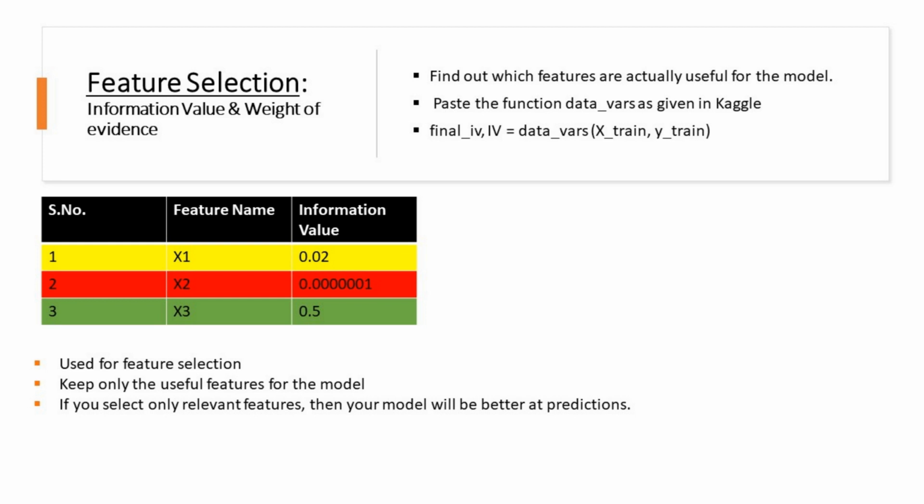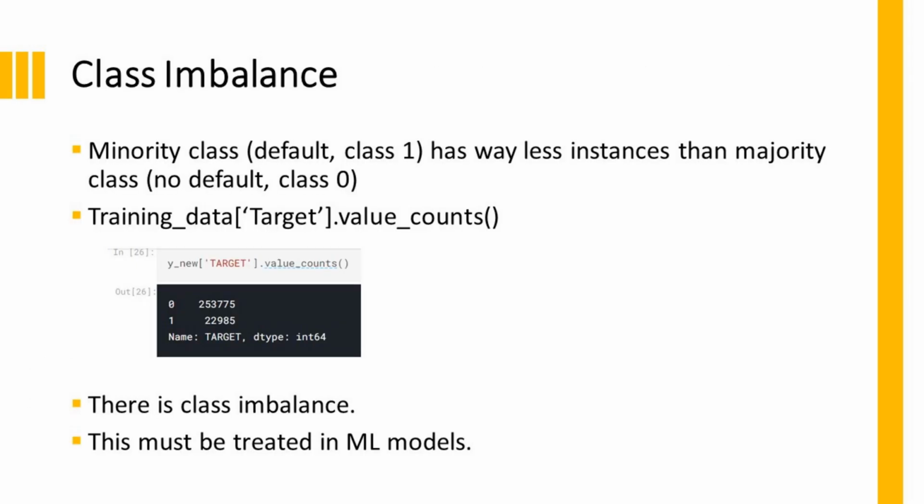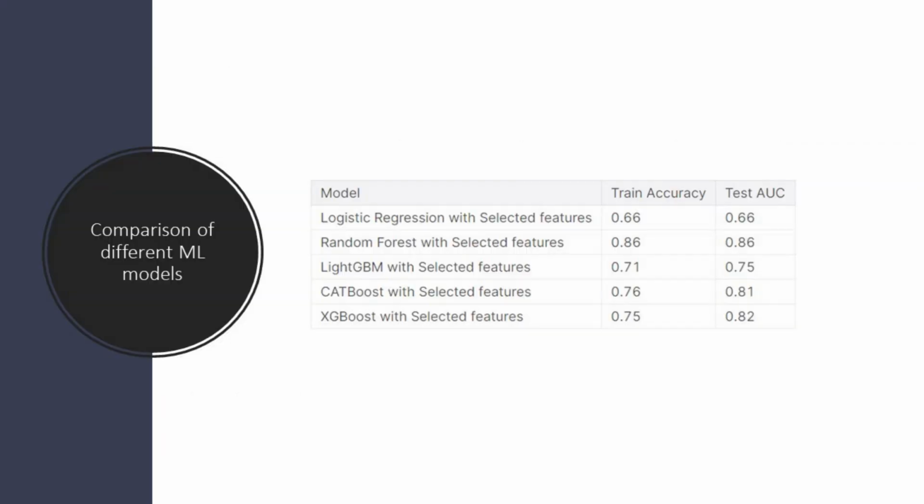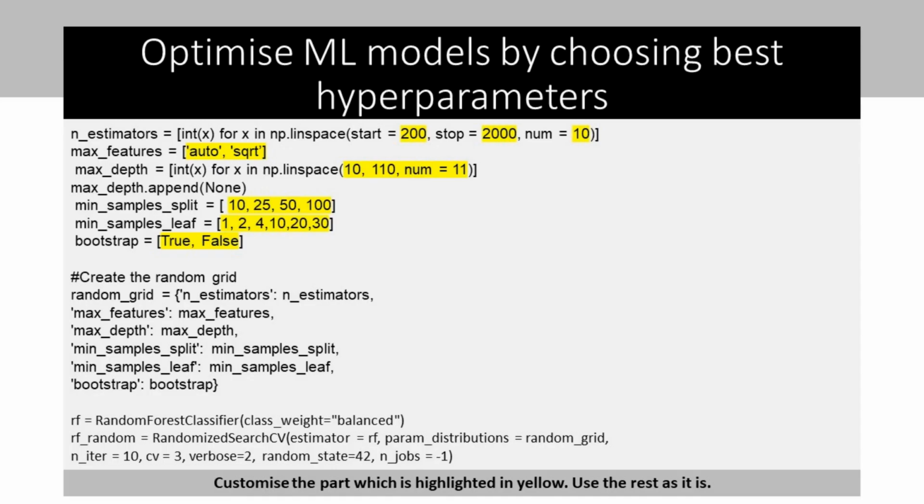That's it. Then you will also check class imbalance. If there is any class imbalance, you will have to adjust it. You will have to correct it in your model. Then you will check all the different model options that you have. You will implement all of them and you will select the one which gives you best accuracy. And once you have selected the model, then you would be optimizing it further, and then that's it.